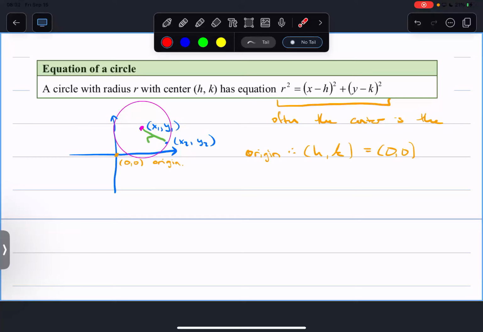What would that do? If h is 0 and k is 0, all of a sudden you have r squared equals x squared plus y squared. And that might sound familiar, right? r squared is x squared plus y squared. But that's only the special case.